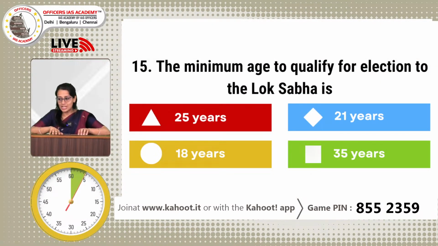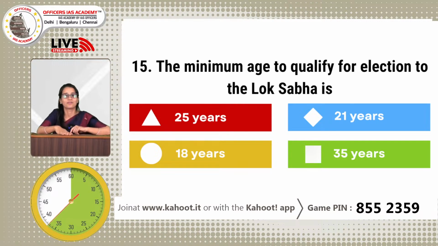The minimum age to qualify for election to Lok Sabha is, and here are your options. Option number A, 25 years. Option number B, 21 years. Option number C, 18 years. Option D, 35 years. Yes, it's another factual question, but quite easy. So 45 seconds left. Quickly mark the answer. Minimum age to qualify for election to the Lok Sabha. 25, 21, 18 and 35.